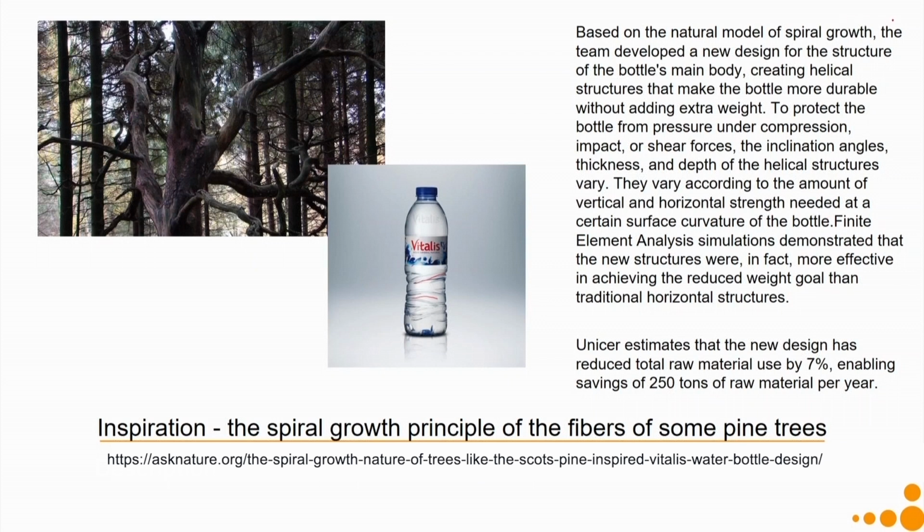Based on a natural model of spiral growth, the team developed a new design for the structure of the bottle's main body, creating helical structures that make the bottle more durable without adding extra weight. By doing this, UNICEF estimates that the new design has reduced total raw material use by 7%, enabling savings of 250 tons of raw material per year. Again it does not change people's consumption. They still will consume a lot of bottles, but in this particular context each bottle's weight is reduced by using biomimicry principles, and you can bring in a certain amount of impact.